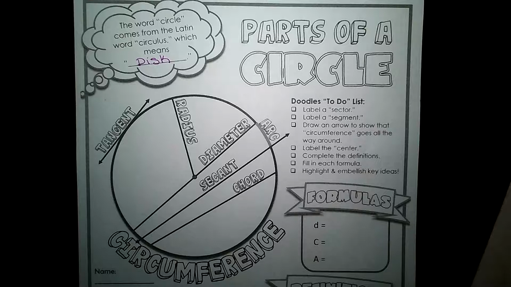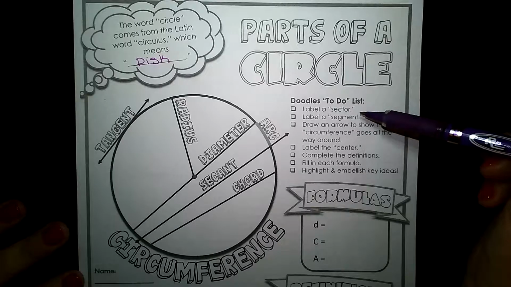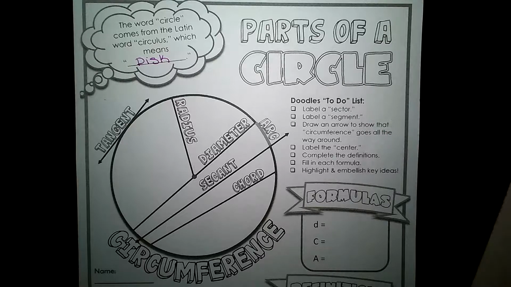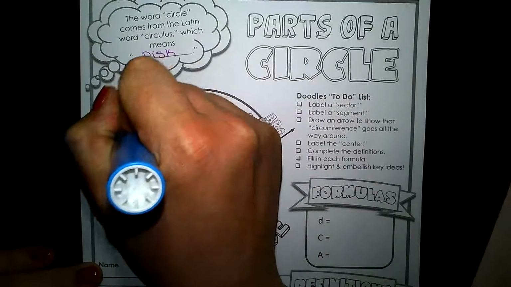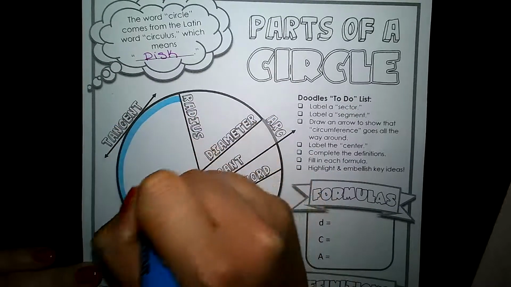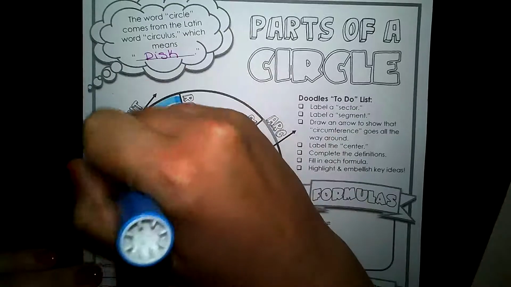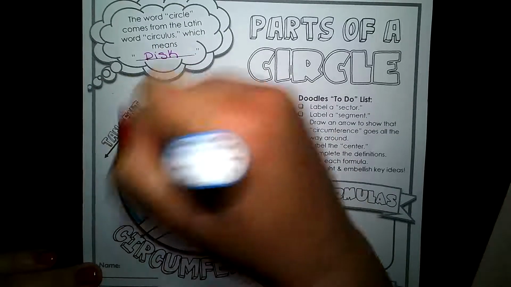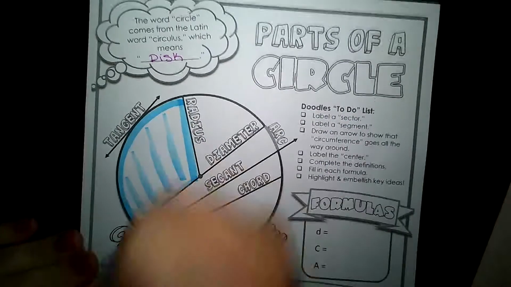Here's a couple things that we need to do. First, we want to label a sector of a circle. I'm going to get a color here. I'm going to go with blue. A sector of a circle is like a wedge out of the circle. It's just a portion of the total area within a circle. So this zone over here that I'm doodling in blue, this is the sector of the circle.